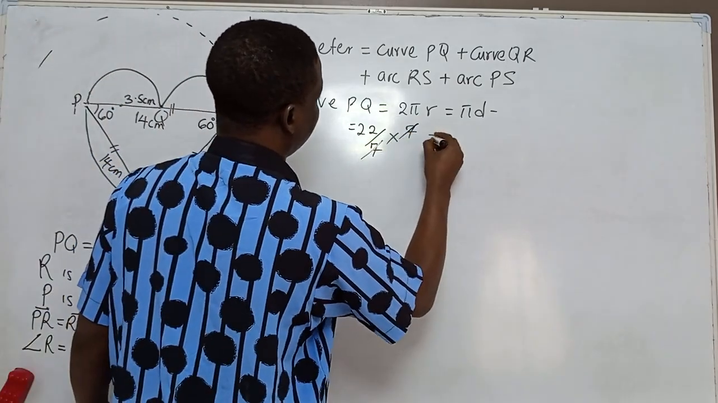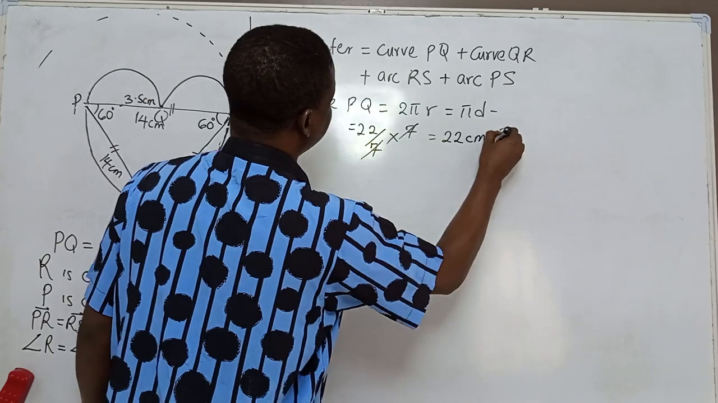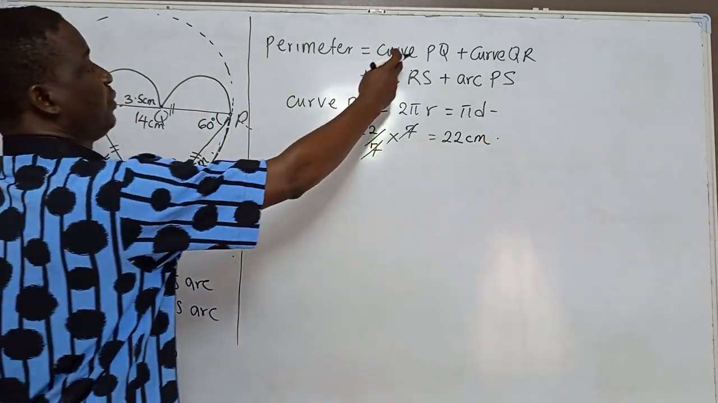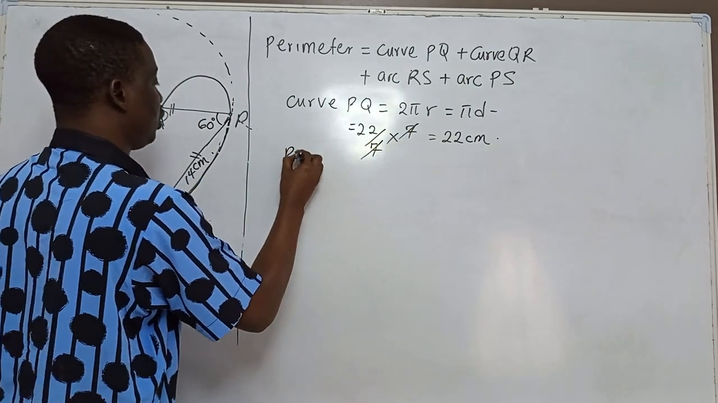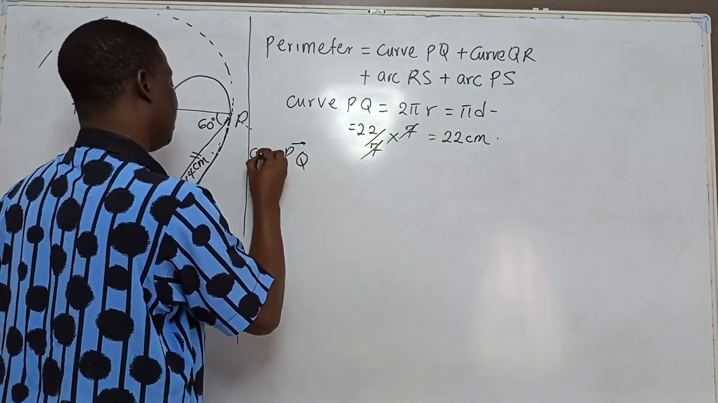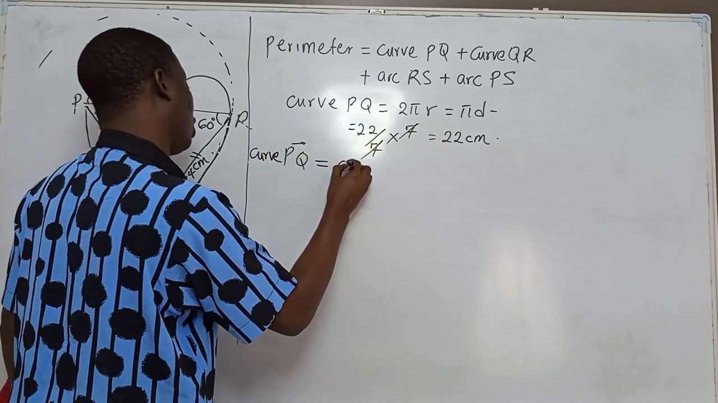So this one will cancel. We would have 22 centimeter. So that means the curve PQ is equal to 22.